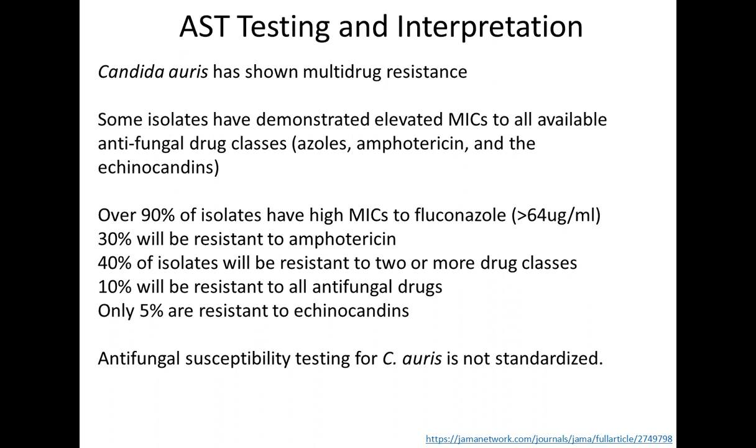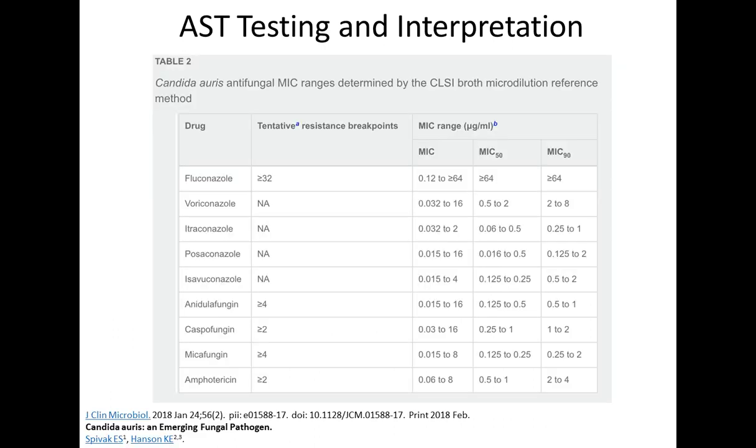Interestingly, antifungal susceptibility testing for Candida auris is not standardized. CLSI has not put out full Candida auris breakpoints. And so when looking at a table here, and this comes from a Journal of Clinical Microbiology paper in 2018, Candida auris, an emerging fungal pathogen, we can look at some of the MIC ranges and then have a list of potential resistant breakpoints. So for fluconazole, the potential resistant breakpoint is greater than 32.